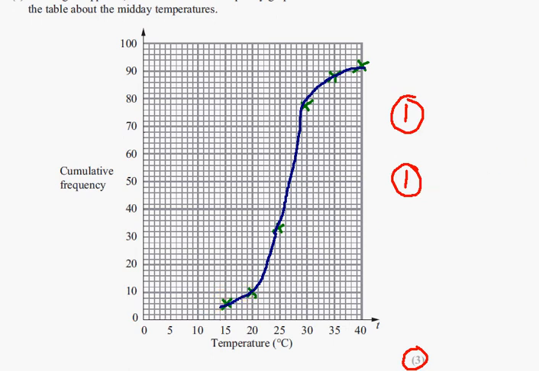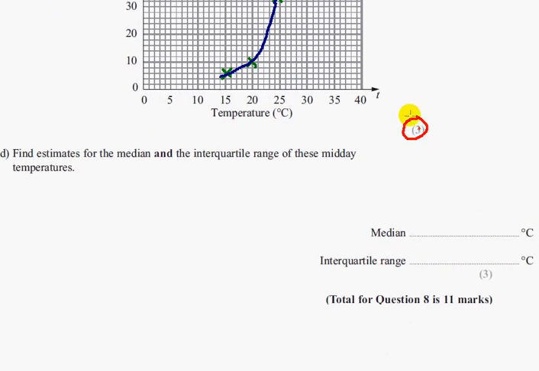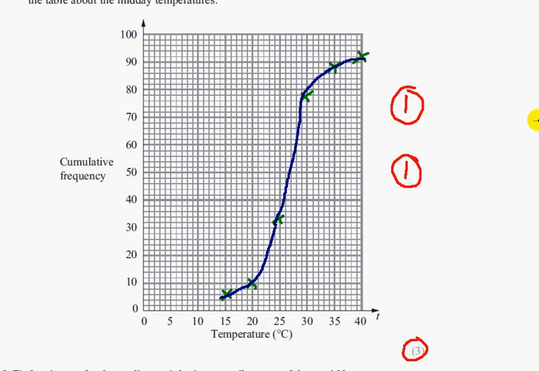Okay, so part D then. Part D says find an estimate for the median and interquartile range of these midday temperatures. Well, if there's 92 days, the median day is going to be half of that, so it's going to be the 46th day. Okay, so you need to grab yourself a ruler. I'll get a different colour as well. And the 46th day is 2, 4, 6 here.